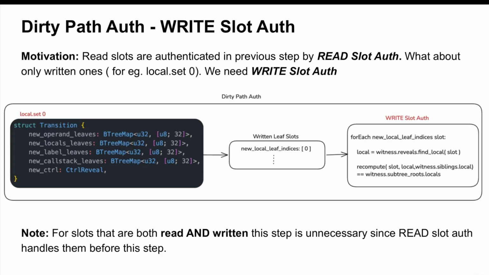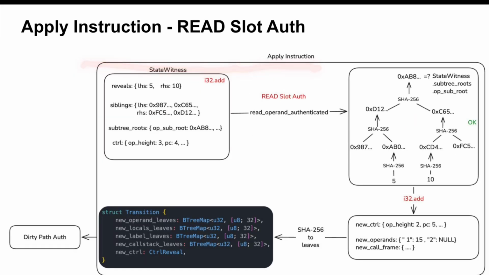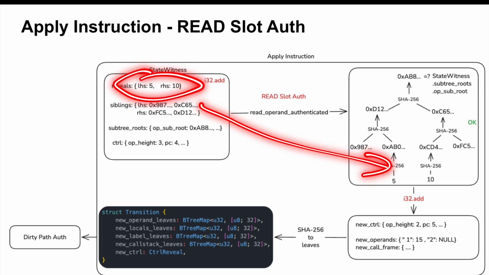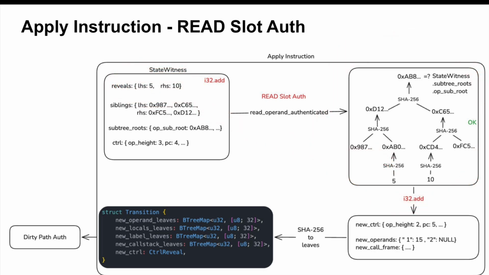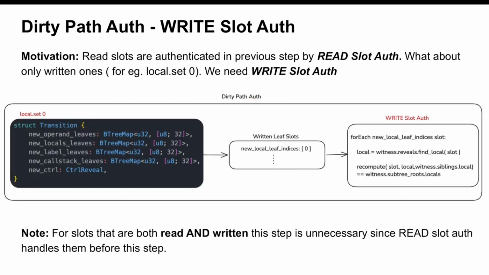The next step is the dirty path authentication. The motivation for this step is that read slots are authenticated in the previous step, right? Because whatever we read, we authenticate it by partial subtree. But what about the slots, the leaves we write on? For example, local set 0.